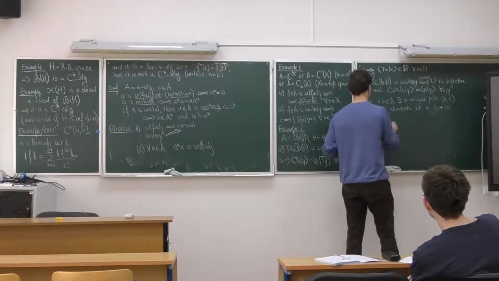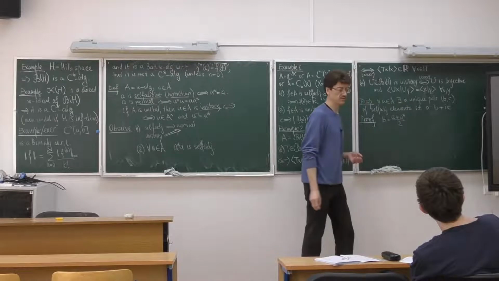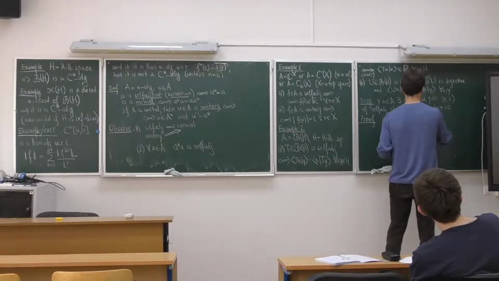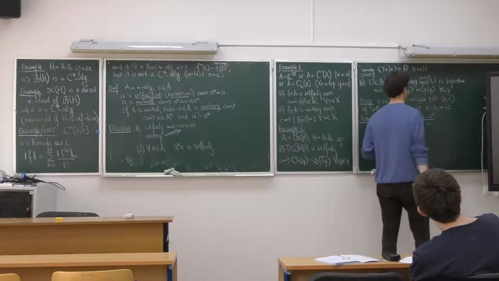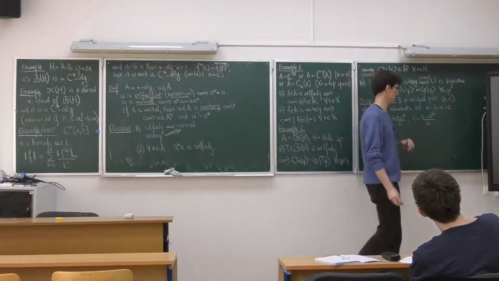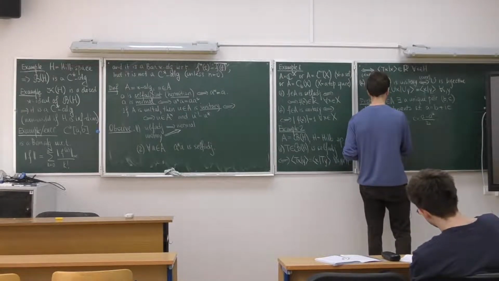And the proof is very easy. We just give an explicit formula for b and c. This is b, and this is c. So clearly they are self-adjoint and satisfy this equality. And the uniqueness is a trivial exercise.